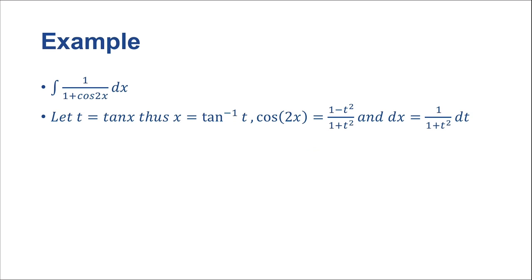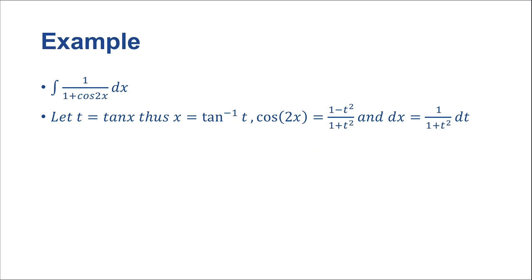So we are going to let t equal tangent of x. Notice how we have cosine of 2x in here. So instead of letting t equal tangent of x over 2, we're going to let it equal tangent of x. So that means that x is going to equal the tangent inverse of t, and then cosine of 2x is going to equal 1 minus t squared over 1 plus t squared. And dx is going to be equal to 1 over 1 plus t squared dt.